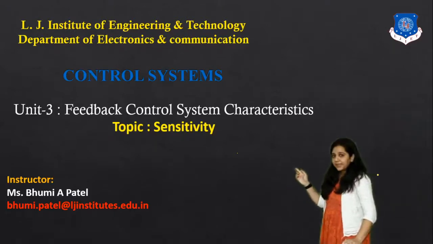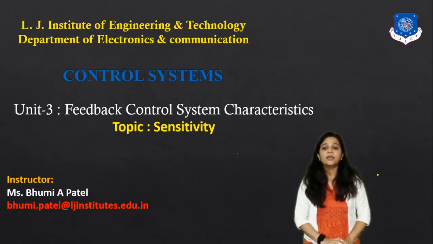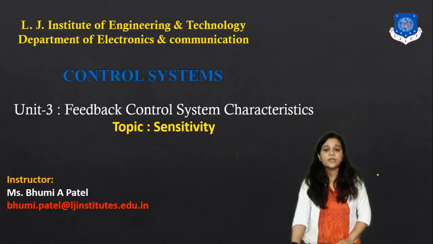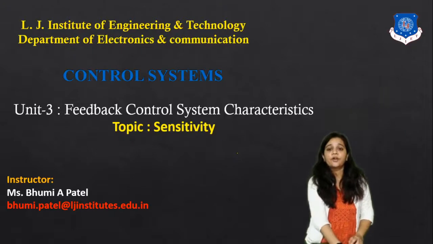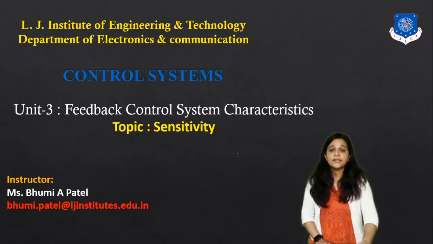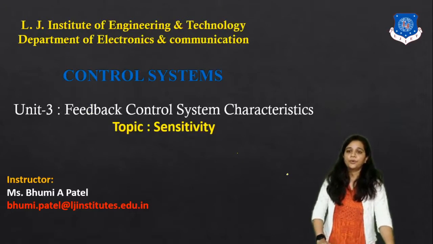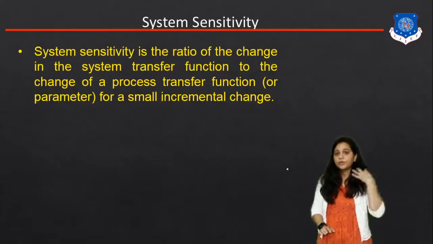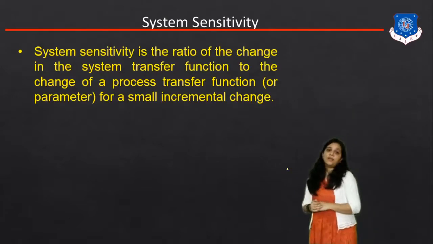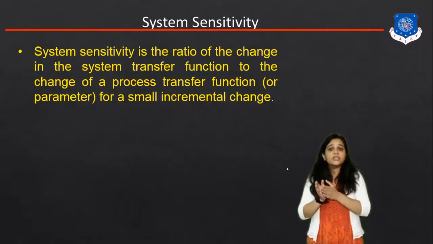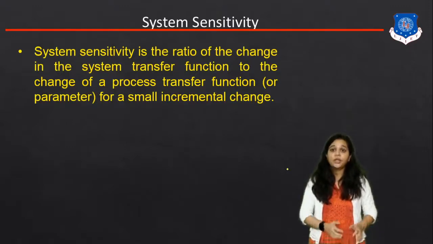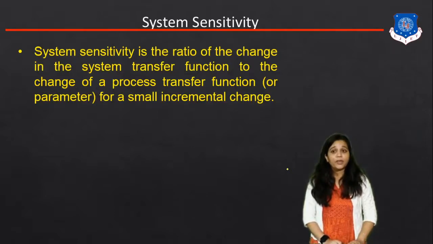Today our topic is sensitivity, in unit number 3, the feedback control system characteristics. So first of all, we should know what sensitivity is. The system sensitivity is the ratio of the change in the system transfer function to the change of the process transfer function or the parameter, for small incremental changes.